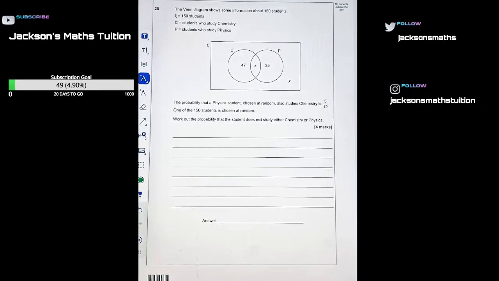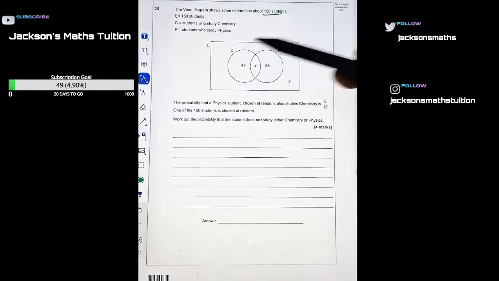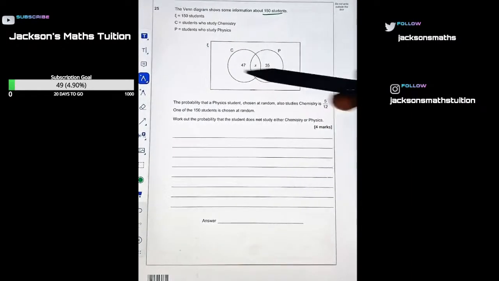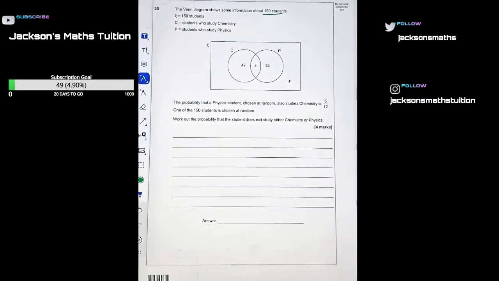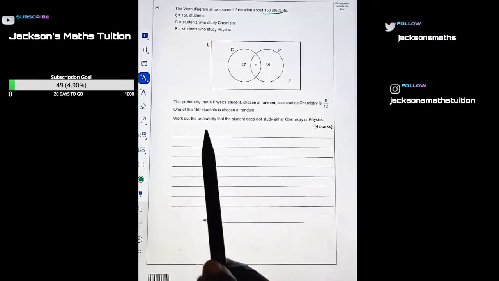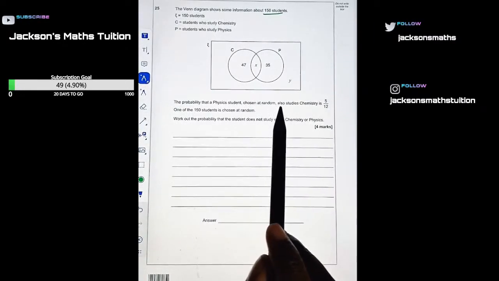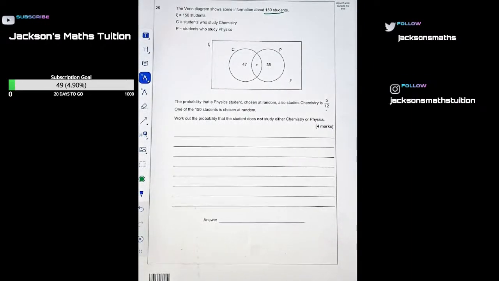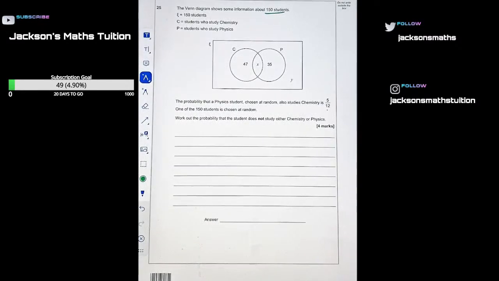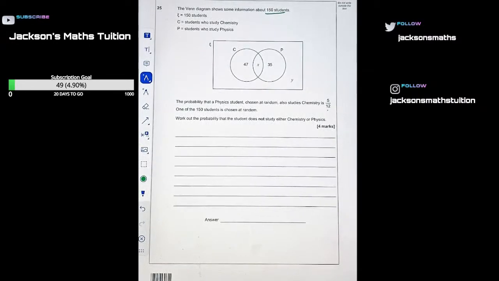All right, 25. The Venn diagram shows some information about 150 students. That's the universal set, 150, everything inside the box, the rectangle. C is the number of students that study chemistry. P is the number of students that study physics. The probability that a physics student chosen at random also studies chemistry is 5/12. One of the 150 students is chosen at random. Work out the probability that the student does not study either chemistry or physics.